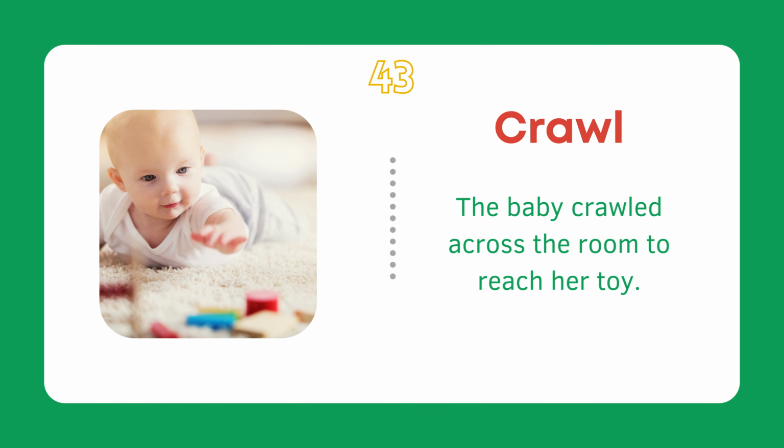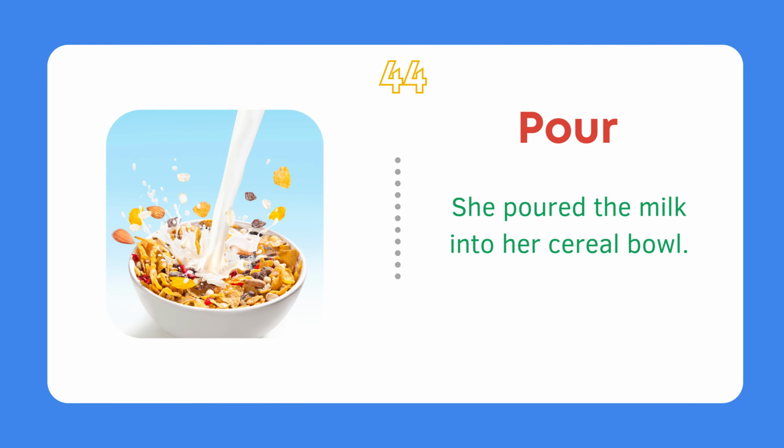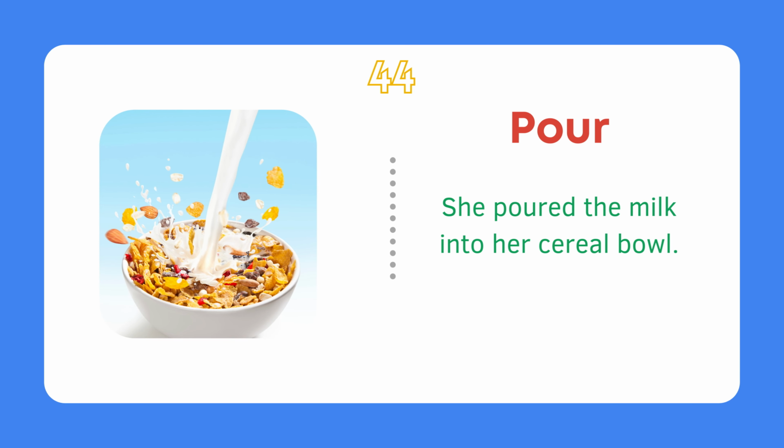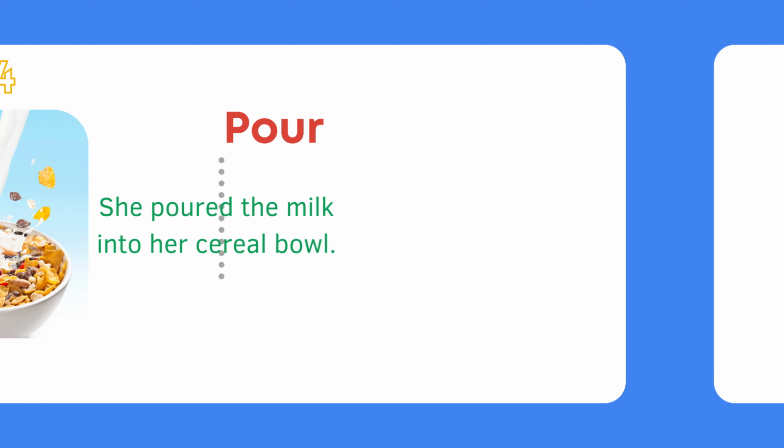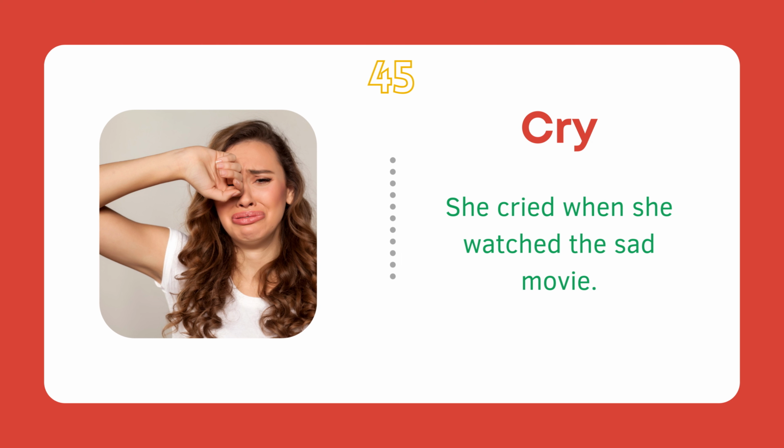Crawl. The baby crawled across the room to reach her toy. The baby crawled across the room to reach her toy. Pour. She poured the milk into her cereal bowl. She poured the milk into her cereal bowl. Cry. She cried when she watched the sad movie. She cried when she watched the sad movie.